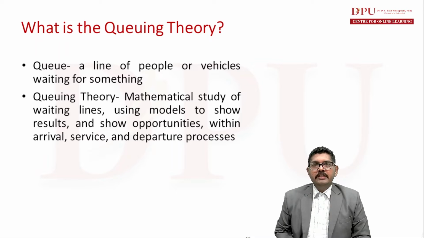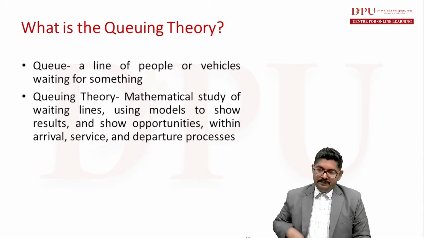So a queue is basically a line of people or units which are waiting for the service. Then queuing theory involves mathematical and statistical tools, statistical models which help us to understand the mean service rate, the arrival rate, right? So these kinds of things.